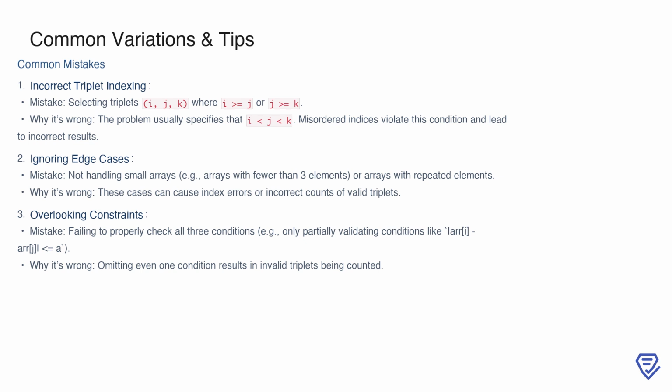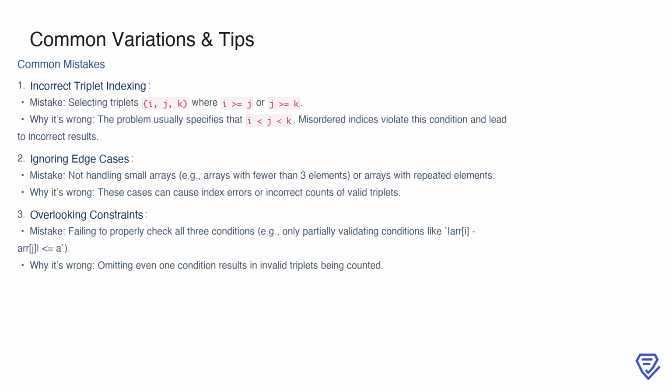Next, ignoring edge cases is another frequent pitfall. For example, if the input array has fewer than 3 elements, it's impossible to form a valid triplet, and failing to handle this scenario can result in index errors. Similarly, arrays with repeated elements can trip up your logic if you don't account for duplicates properly.